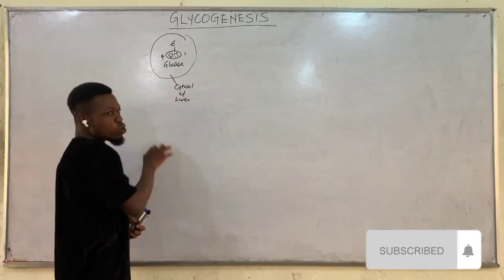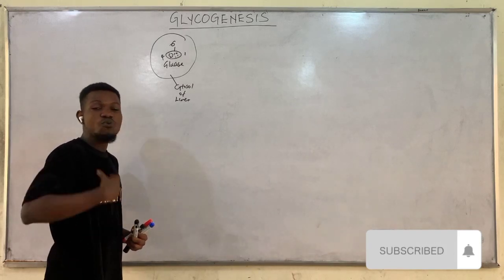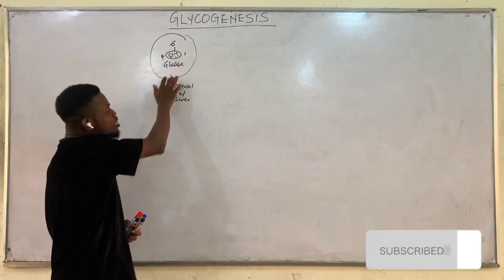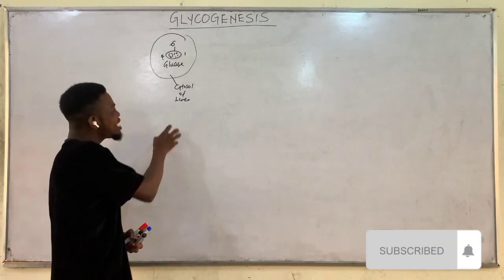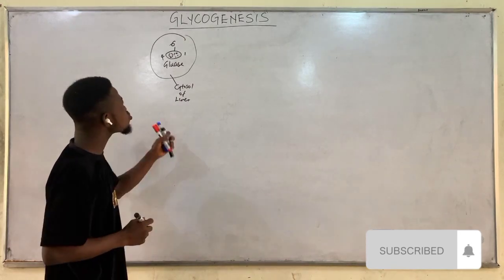So this is the glucose. The glucose needs to be converted to what? Glycogen. A series of enzymes act on this glucose and convert it to glycogen, so that the glucose can be stored in the form of glycogen in the liver or maybe in the skeletal muscle. You get it now? So let us move on.